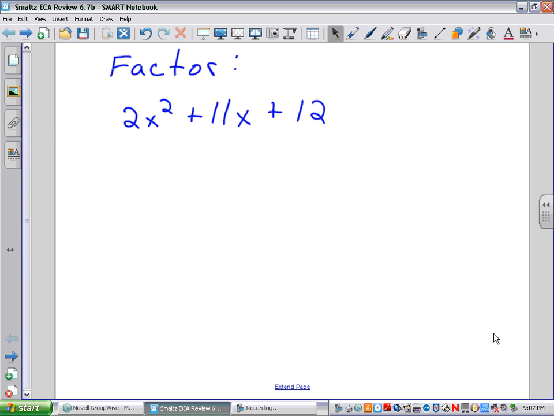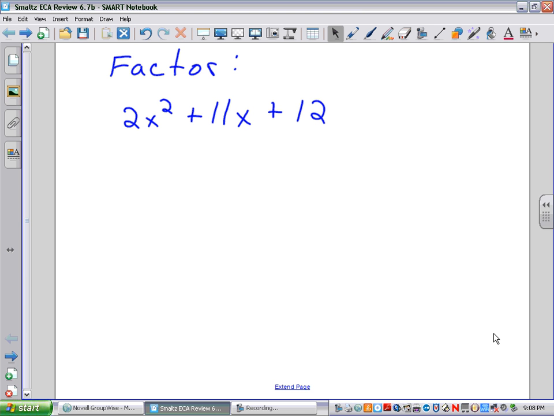We just finished up the difference of two squares. Now we have to factor 2x squared plus 11x plus 12. This is not the difference of two squares. This is a trinomial where the leading coefficient, or the first number, is 2. So we're going to factor this, and it factors into two binomials.